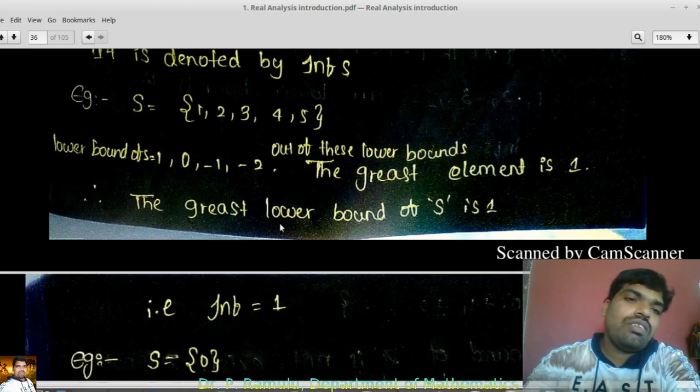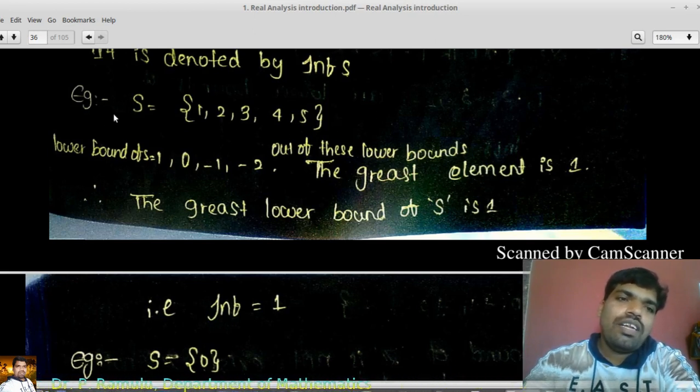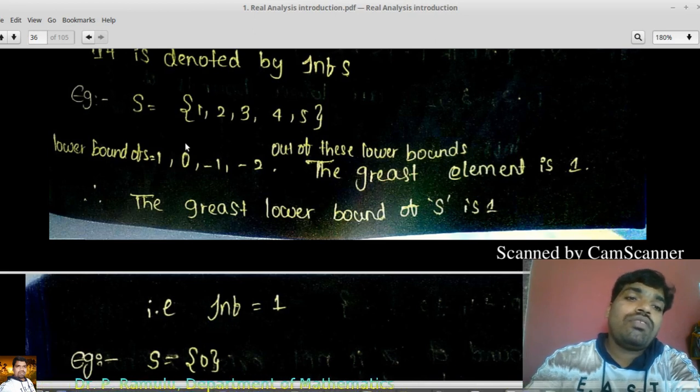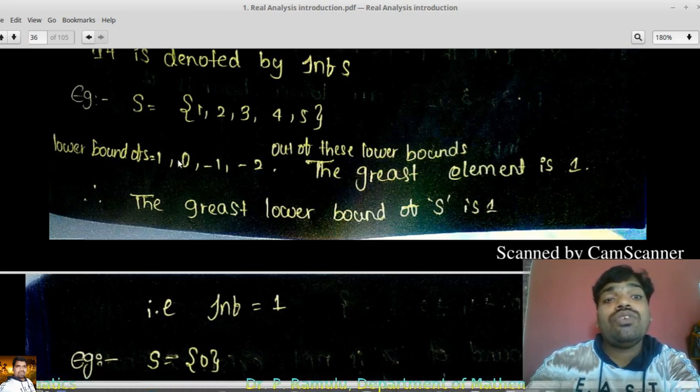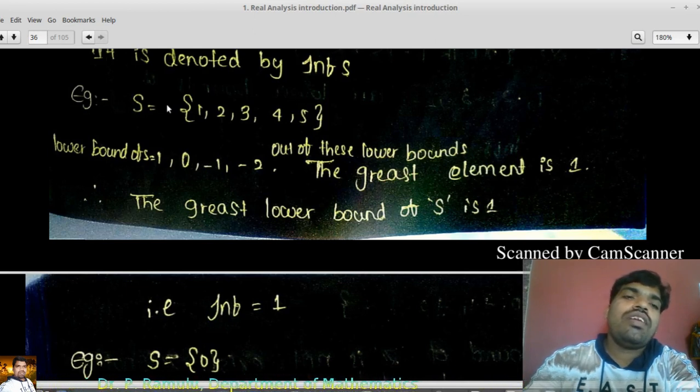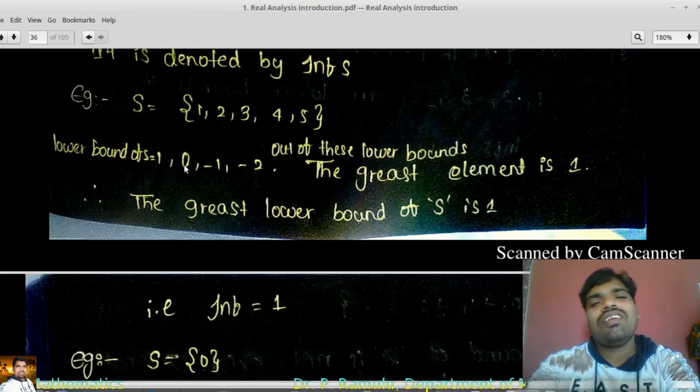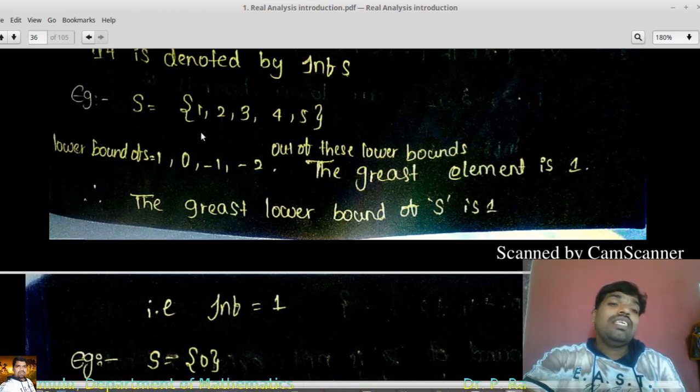So, I am going to verify this with the definition. Be careful. Let S be a non-empty set. I am taking V equal to 0 as a lower bound of S. So S is a non-empty set and 0 is a lower bound of S. If any real number greater than 0 is not a lower bound of S, then we say that 0 is infimum of S or greatest lower bound. But between 0 and 1 we have infinitely many lower bounds of S, like 0.1, 0.001, 0.2, 0.3. So you are getting infinite numbers after 0, and these are all lower bounds of S. That's why 0 is not the greatest lower bound or infimum of S.